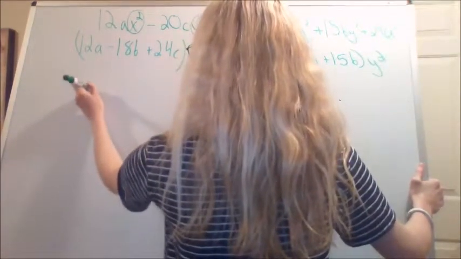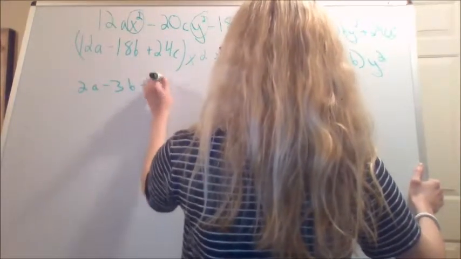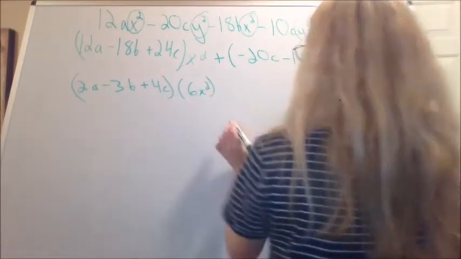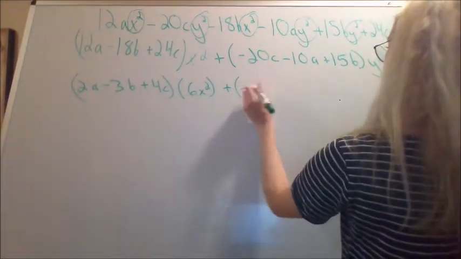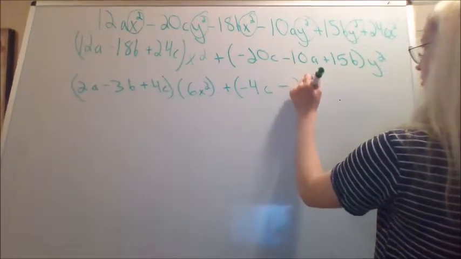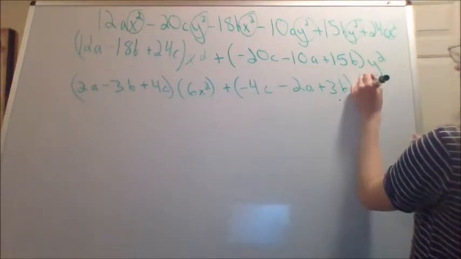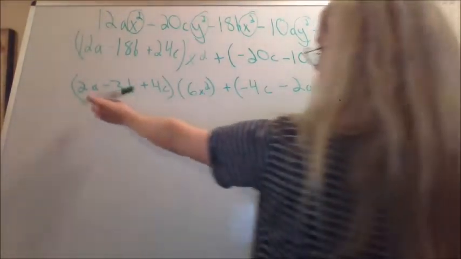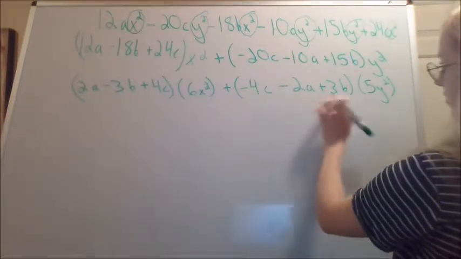So 2a minus 3b plus 4c, all times the quantity 6x squared, plus, well, in this term, we can factor out a 5, so negative 4c minus 2a plus 3b, all times 5y squared.